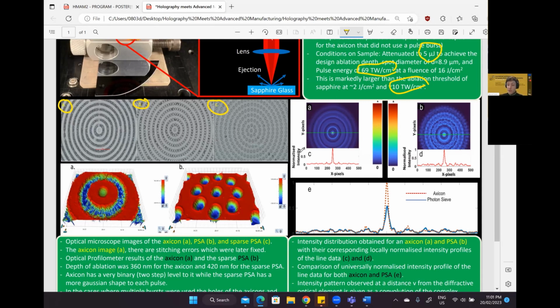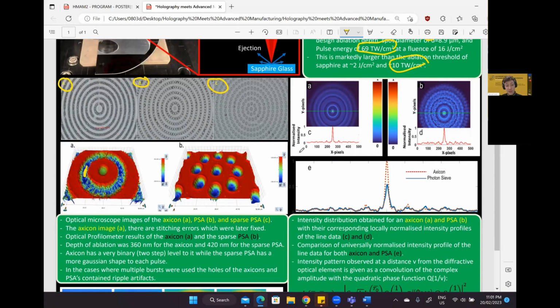If we look at the depths of these using the optical profilometer, we see that the axicon has these valleys. We see that the photon sieve has these spots. Now, while we're at this point, it should be noted that these spots that the photon sieve has are actually Gaussian in shape. That's because the Gaussian nature of the laser is imparted during the laser ablation process. So the depths of these are actually quite interesting. The axicon was 360 nanometers, the photon sieve was 412 nanometers, and the sparse photon sieve was 420 nanometers.